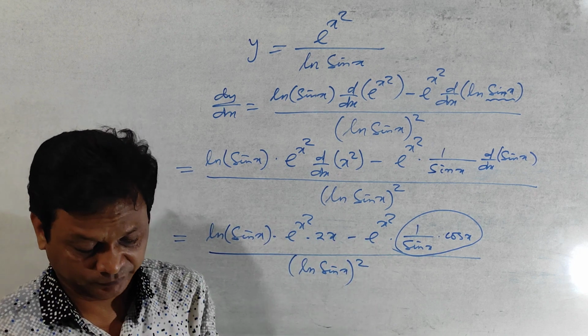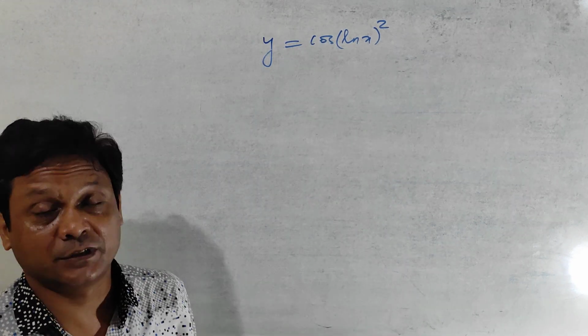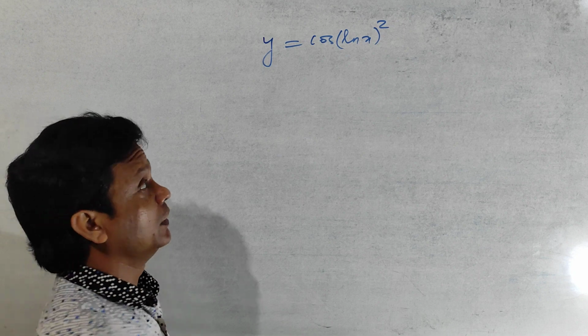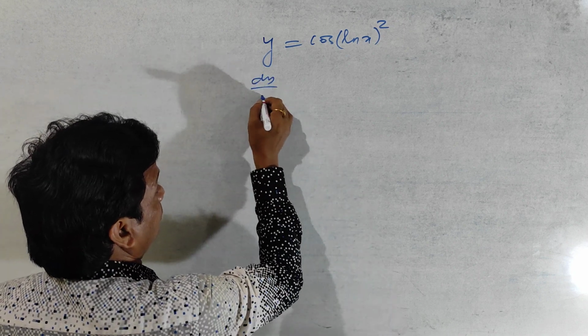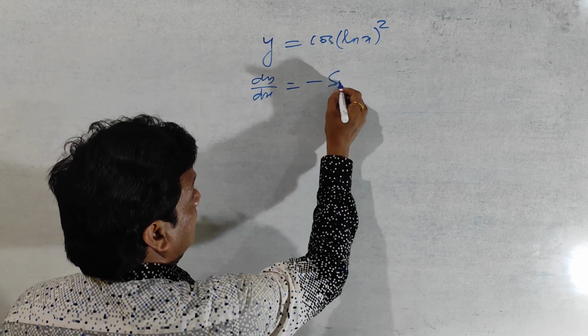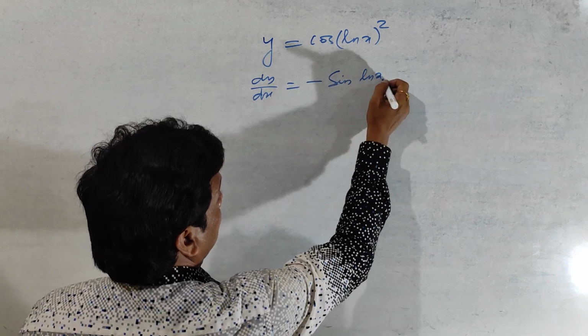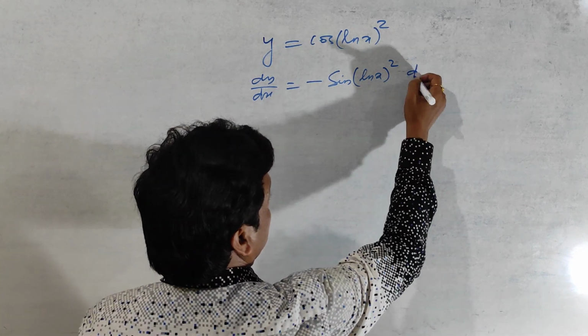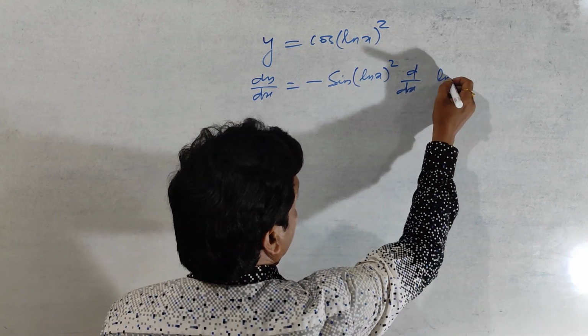Clear? See this question. Cos u. So what is the derivative of cos u? Minus sin u into du by dx. Minus sin u. Here u is square of ln x into the derivative of u, and u is square of ln x.